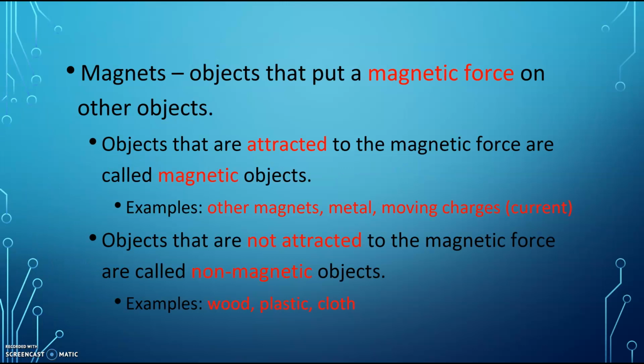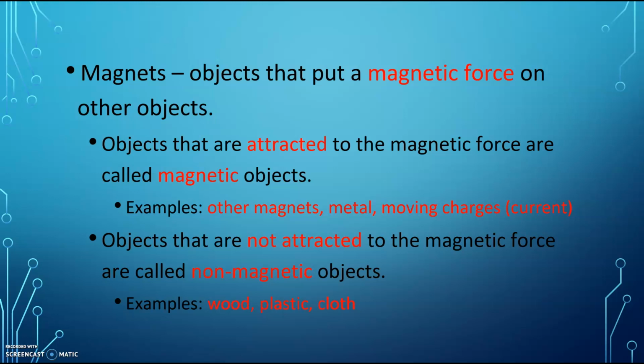So today we're talking about magnets. These are objects that put a magnetic force on other objects. Luckily, you know what magnets are already, right? So you can visualize kind of what's happening here. You know that sometimes you can have a magnet and it will stick to some things and it doesn't stick to other things. Okay, so today we're going to talk about why that happens.